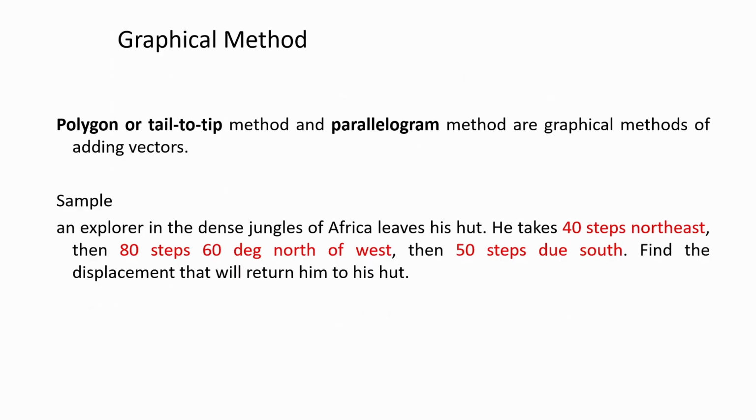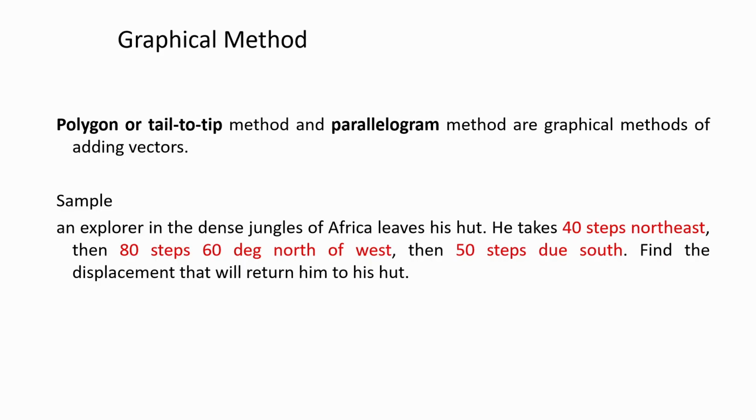Oh, the explorer scenario. I really like this one. Go ahead, read it out. Okay, so imagine an explorer leaves his hut in the dense jungles of Africa. He walks 40 steps northeast. Then he turns and walks 80 steps at 60 degrees north of west. And finally, he walks 50 steps due south. So a lot of zigzagging.